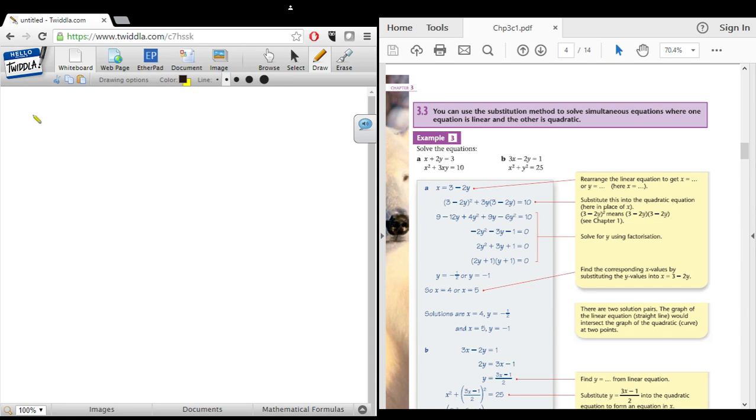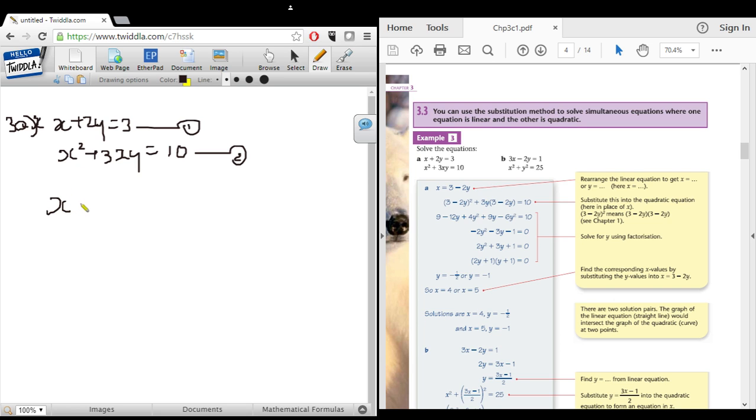So here, if we take example 3a, we have x plus 2y equals 3, and as the quadratic, x squared plus 3xy equals 10. All they've done is take x to be the subject. You can say this is equation 1, this is equation 2. So they've said x equals 3 minus 2y, and you can see that they've done that here.